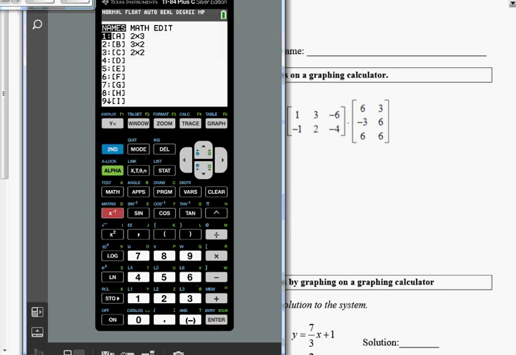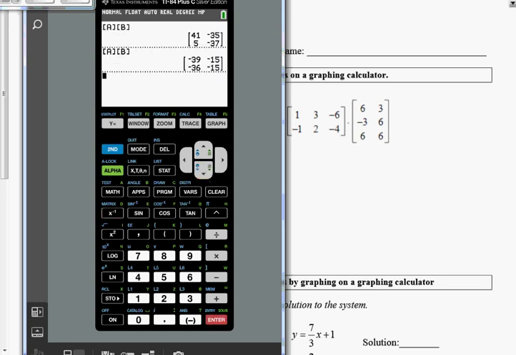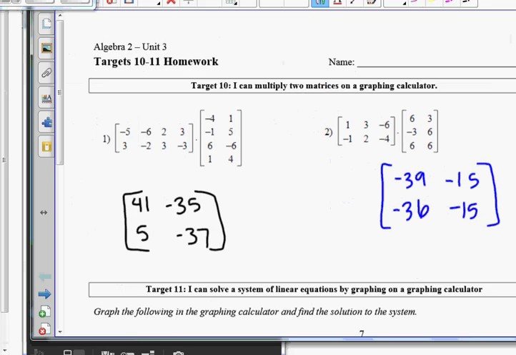Second matrix, we want to do A times B, so enter on A. Second matrix, scroll down to B, enter on B. And my answer is a 2 by 2 matrix again with -39, -15, -36, and -15. So that takes care of target 10, multiplying our 2 matrices together.